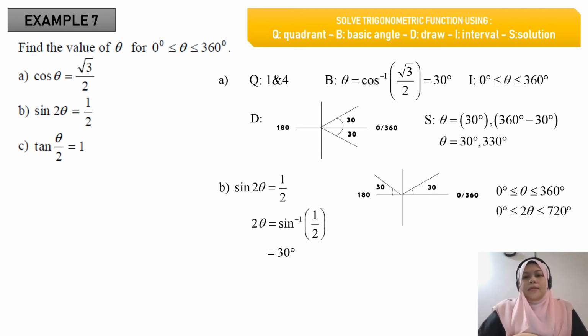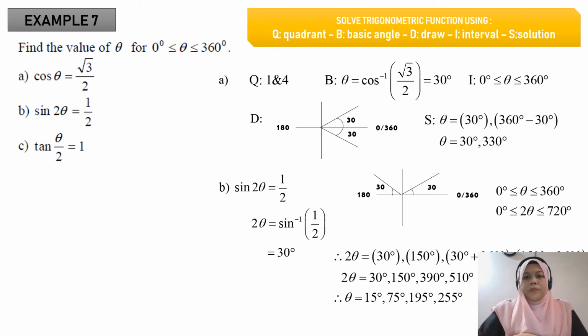But then this basic angle is 2 theta, so we have to modify its interval. Its interval is between 0 to 720. Why? Because we have 2 theta instead of theta here. And then for 2 theta, the value is 30 degree, 150 degree, for the first and the second quadrant, but we have to add another 360 degree for the second cycle. So that's why we have 4 values of solution here. And again, we don't want 2 theta as the final answer. We want theta, so we divide everything by 2 to get the final answer.